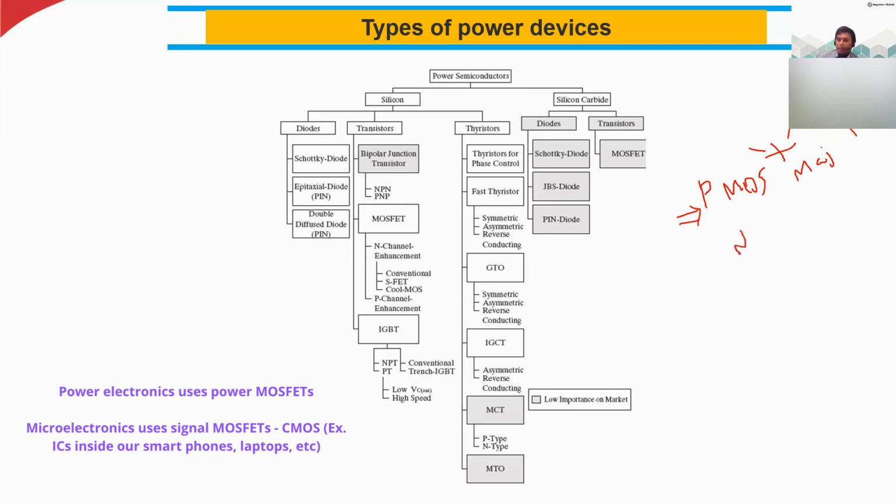And the NMOS is the opposite. In NMOS, electrons are the majority carriers, and holes are minority carriers.